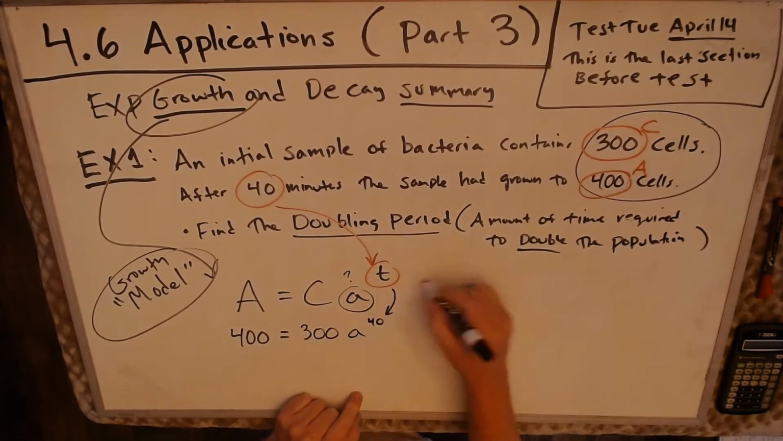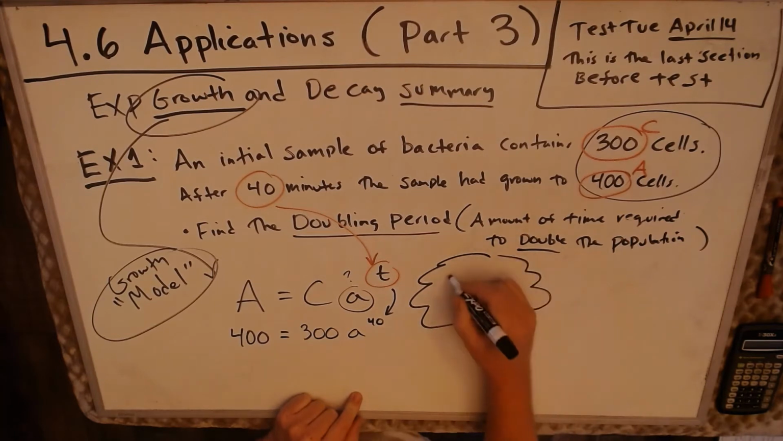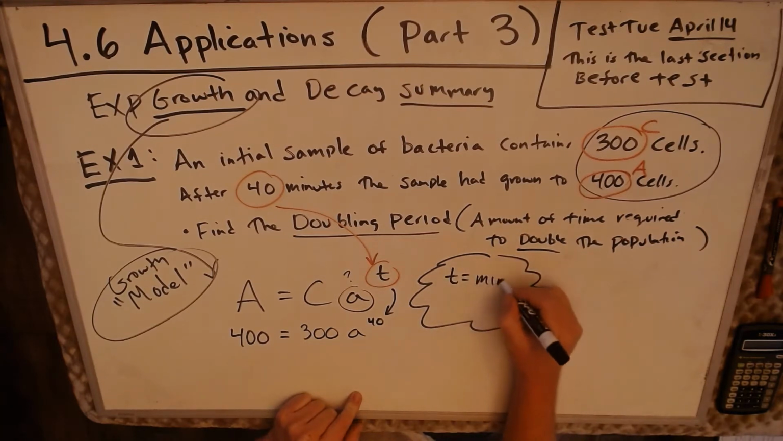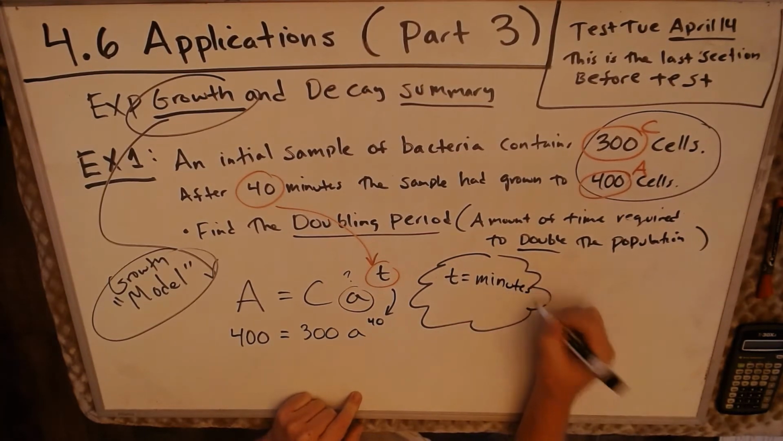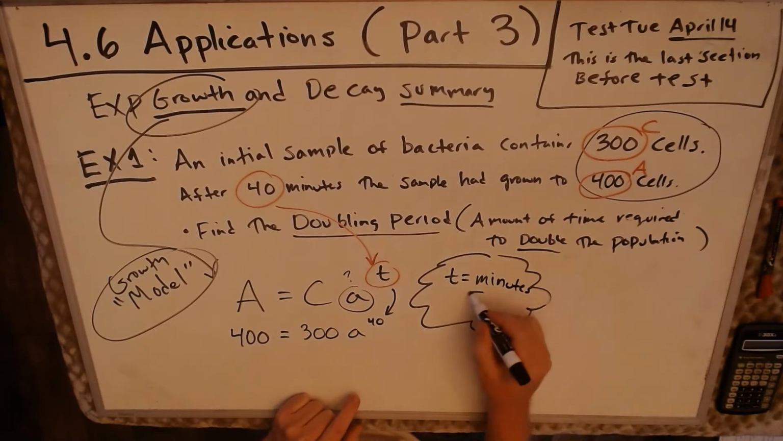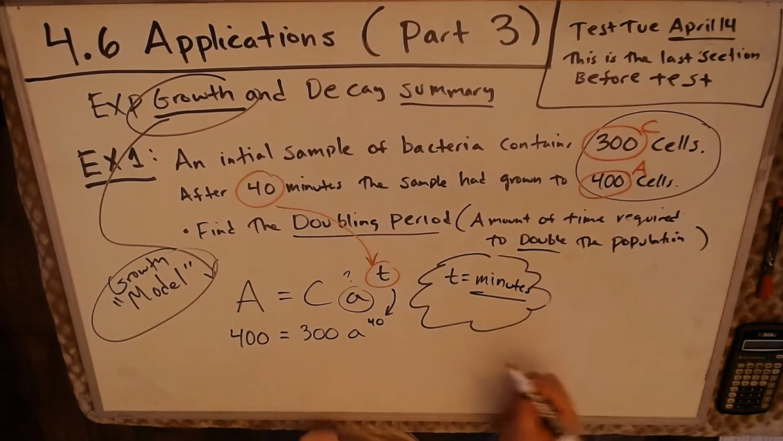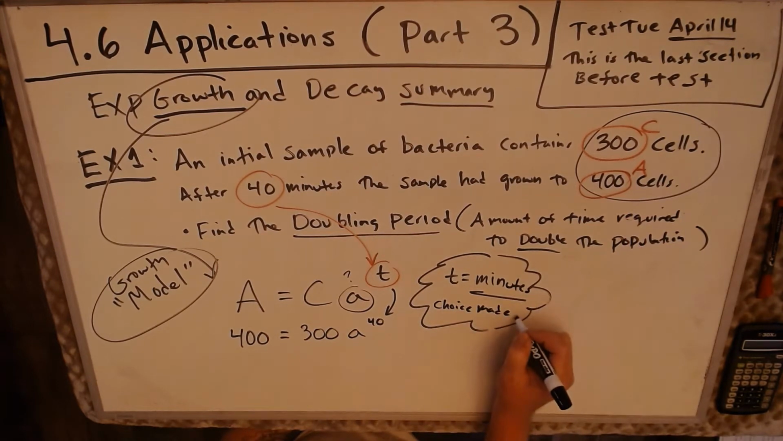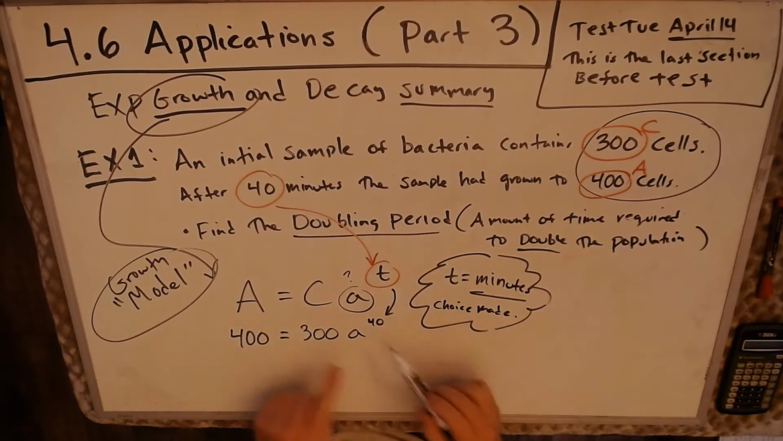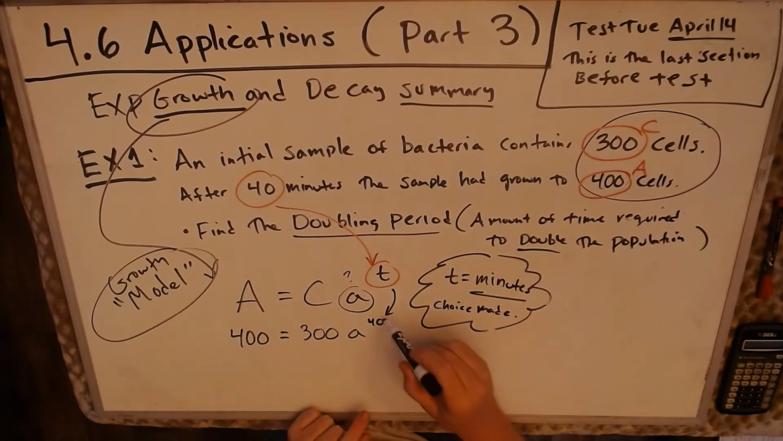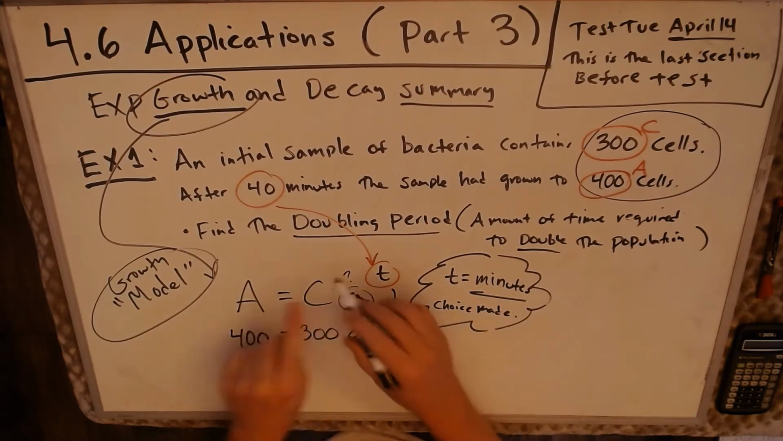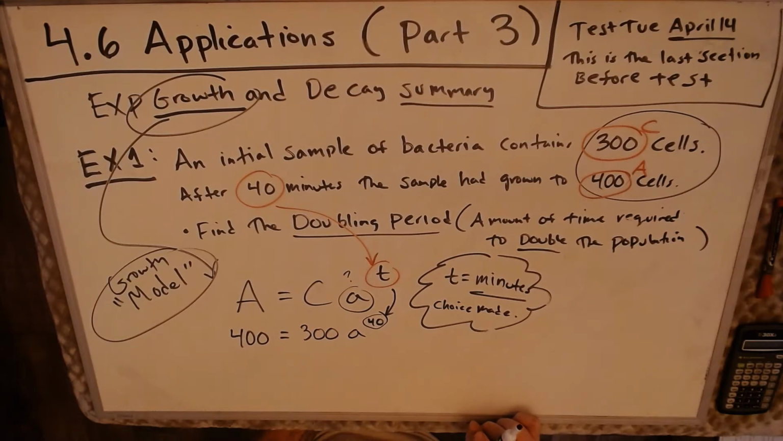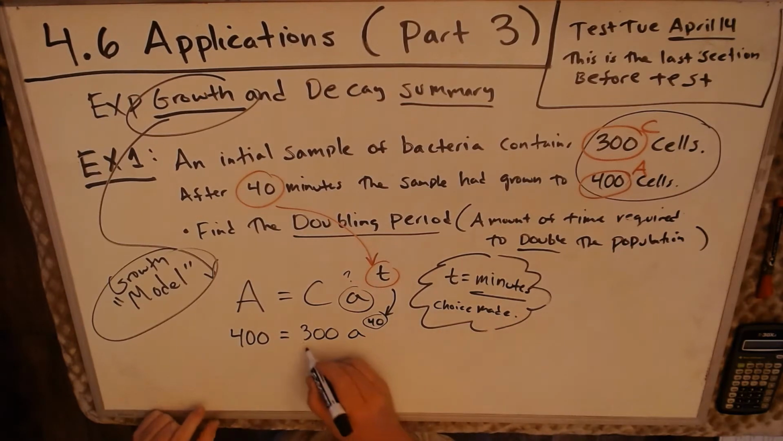Now keep in mind, I'm committing now, T is now minutes. All right, so I've made my choice. Had I chosen to do hours, then T would not be 40. We'd have to then convert that. So we decided to do minutes. We might change our mind later. It's probably a bad idea.